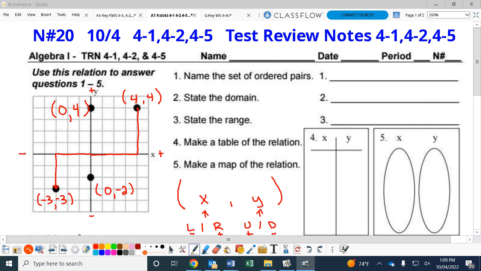Okay guys, so again we're doing the test review notes. We've already talked about these points, but now we're actually going to take them and use them in these 3 things, actually 5 things that you need to put over here. To start off with, we've got a set of ordered pairs.